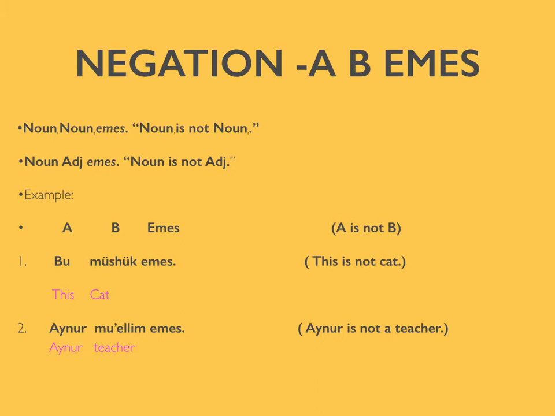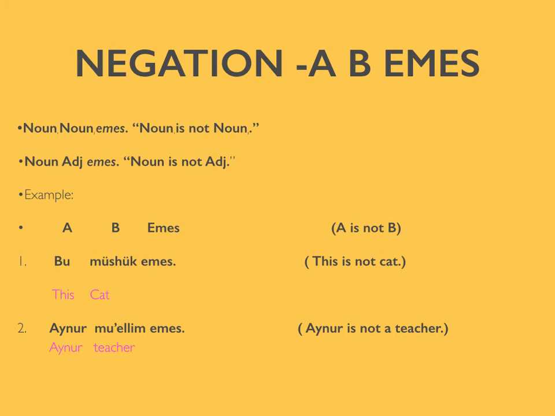It becomes noun, adjective, ms. Bu müşük ms. Or like, bu müşük çıraylık ms. Müşük is cat, right? So müşük, beautiful, çıraylık. Müşük çıraylık ms will become: this cat is not beautiful. That's not true. All the cats are beautiful.